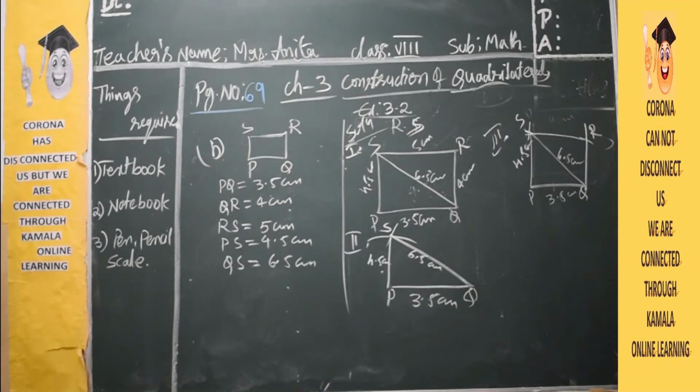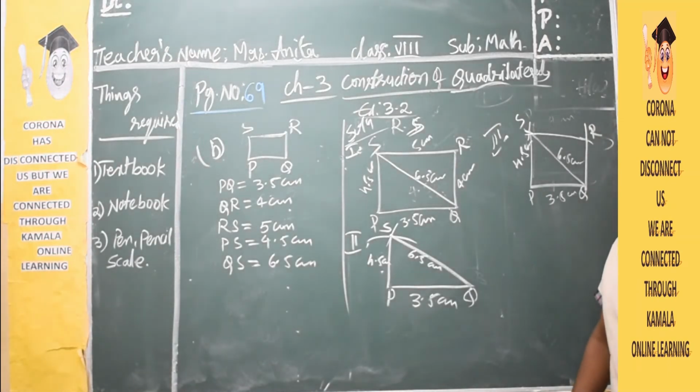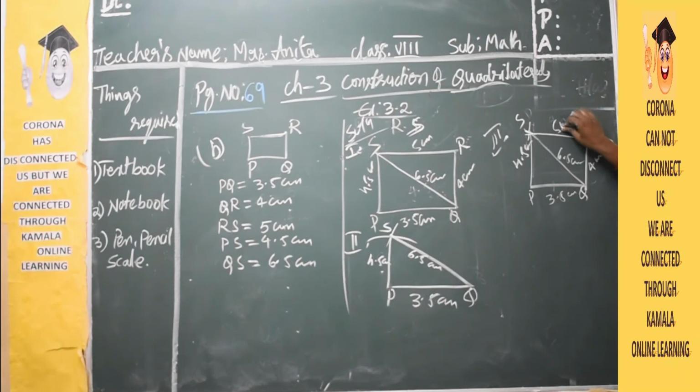You will get PQRS, understood or not, children? You will get PQRS. But in this you have to mention the measurements, 5 centimeters. Okay, children? So this is quadrilateral PQRS.